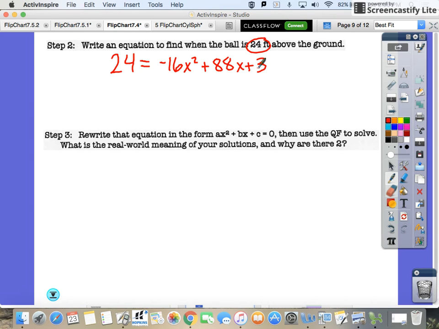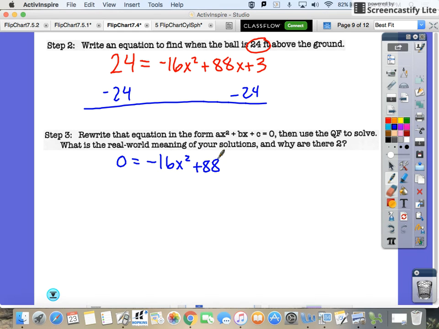Then step 3 says rewrite that equation in the form ax squared plus bx plus c equals 0. Use the quadratic formula to solve. And then they want to know what's the real world meaning of your solutions and why are there 2. Like I mentioned, we have to have it equal to 0 in order to use the quadratic formula. So we just subtract 24 on both sides. So the formula we'll use is 0 equals -16x squared plus 88x minus 21, because 3 minus 24 is -21.